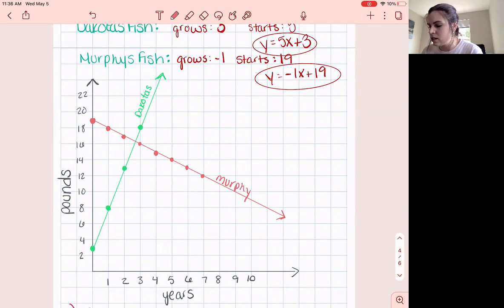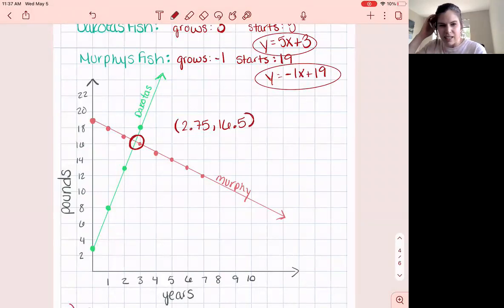All right, this one's a little trickier. It's a little harder to tell, but they cross right there. That is almost at 3 years. I would say maybe 2.75. And then pounds-wise, that's almost 17, so we'll say 16.5. If this is a test or a quiz and you can't tell exactly where it is, as long as what you've written down is reasonable for where that dot is, this would be years, this would be pounds. As long as it's reasonable for where that dot should be, you'll get the credit for it.